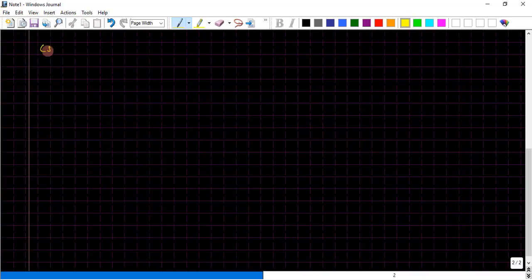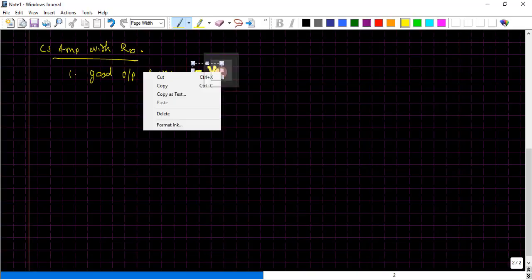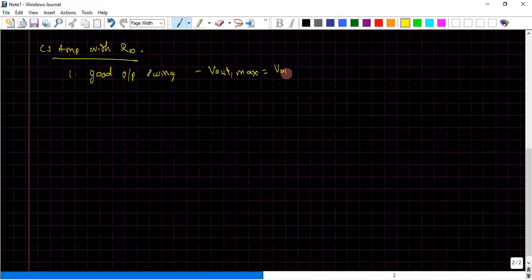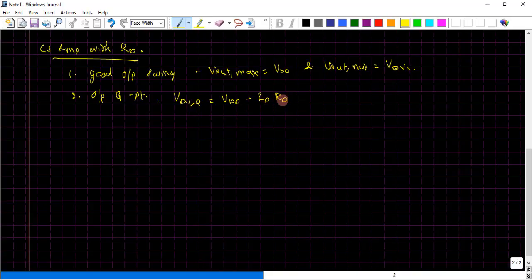And so the first topic, under the common source amplifier with resistive load, we found that this particular amplifier had a very good swing, where V out maximum was reaching up to VDD, and V out minimum was around VOV1. And the second important point is that the output Q point is basically defined with VDSQ, that is equal to VDD minus ID times RD. Okay, so which means that this Q point is well defined.